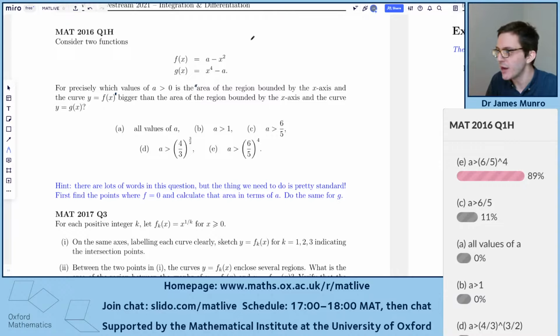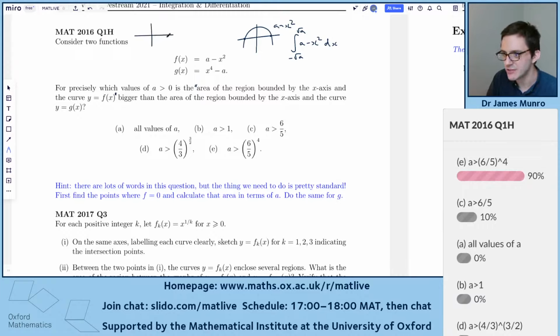Join the Slido. Okay, I want to work out this area. So this is a minus x squared, and I want to integrate that. I want this area, so I need to find these intersection points, but I know they're going to be plus or minus square root of a. So it's just this. Okay, that's an integral to go and do. That's my first one. And then for my second one, there's a trick here because the function is negative in the region I care about. That's f. This one's going to be g.